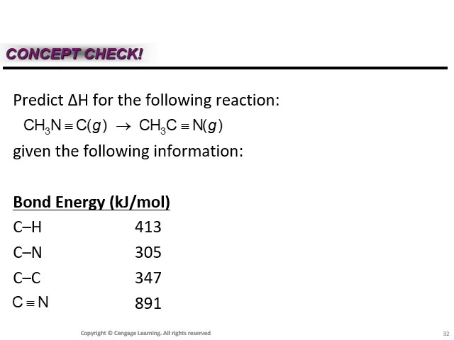So really the difference between the left and the right is that on the left, we have a carbon-nitrogen bond, which is 305, and on the right, we have a carbon-carbon bond, which is 347. So basically we want to subtract 305 minus 347. You can also do it with all the bonds, and it would be good practice to do that. Next slide.